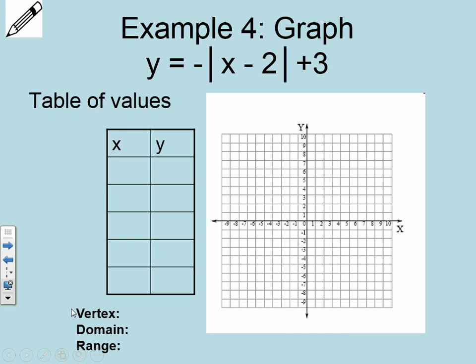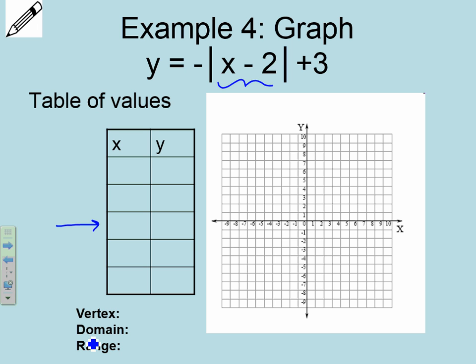All right, our last example. Here we have y equals negative absolute value of x subtract 2, and then plus 3. So again, we're going to make a table of values. And again, we're going to find this middle x value that we need.